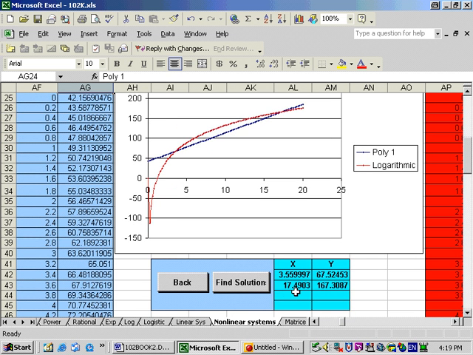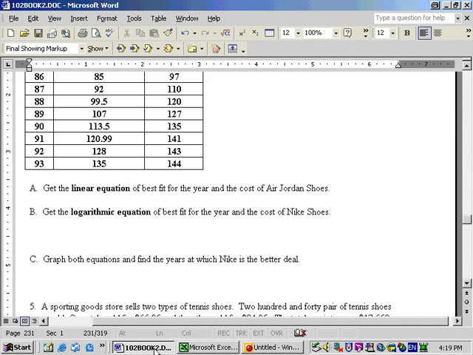So the answer to this problem is before 1983.5 and after 1997.5. And I think that will do it at this point. We'll pick up at problem 5 on the next video.